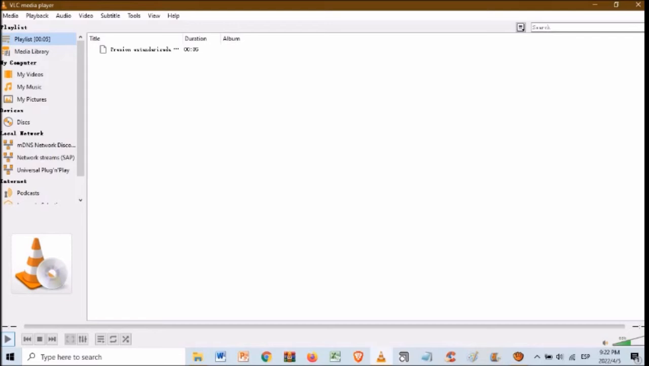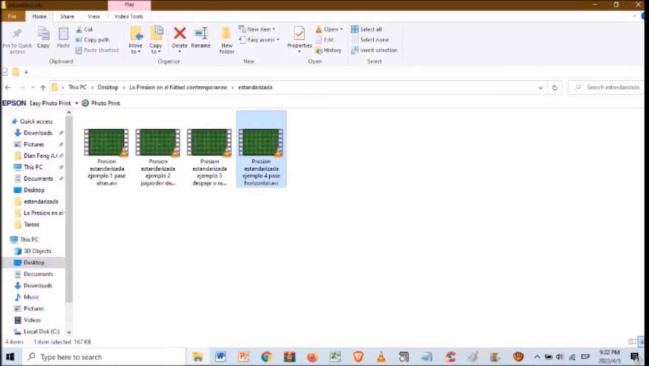Okay, and also it's very important that the way you're going to attack is going to condition exactly the way you're going to defend. So if you're going to play now with possession football, it's going to condition whether you're going to be able to press, okay? So this is related to the standardized pressure.